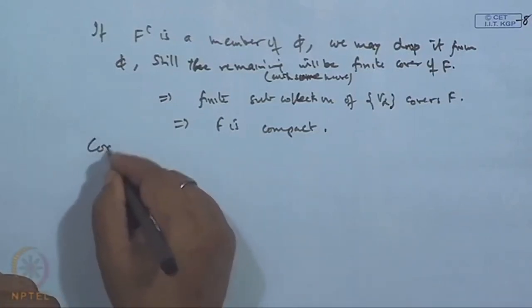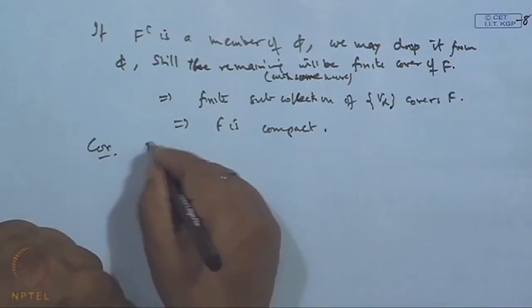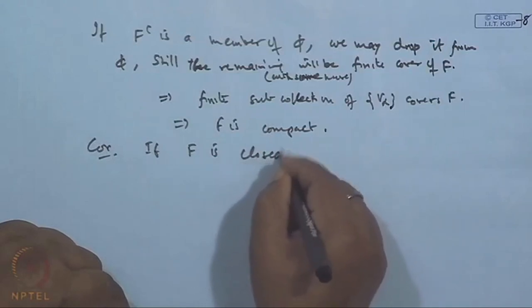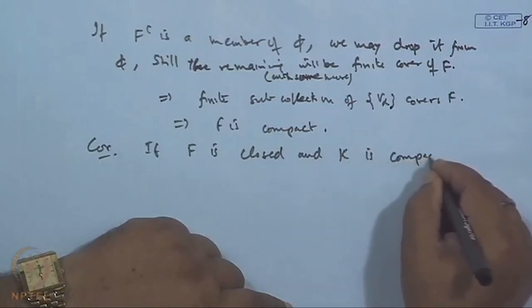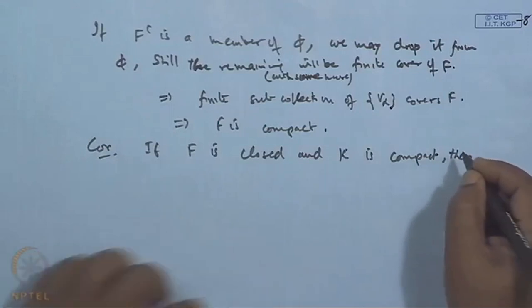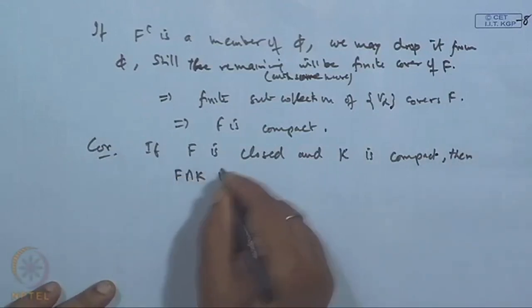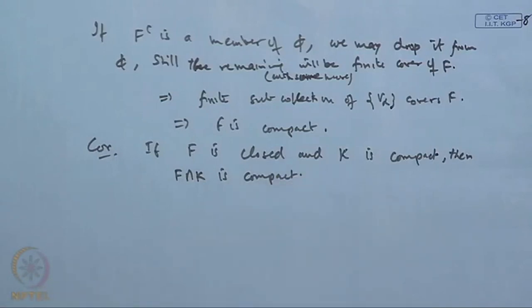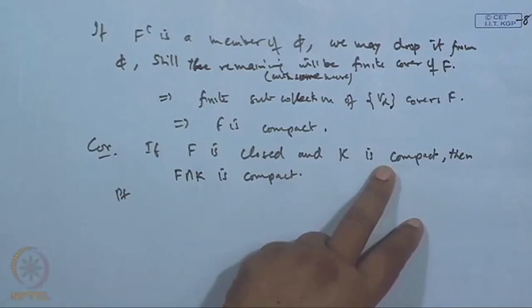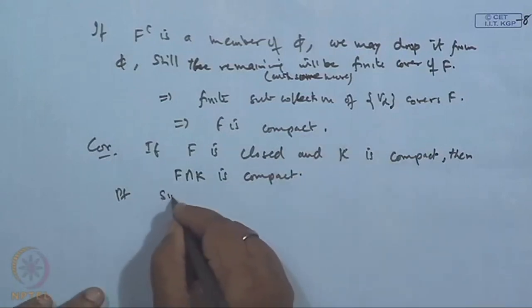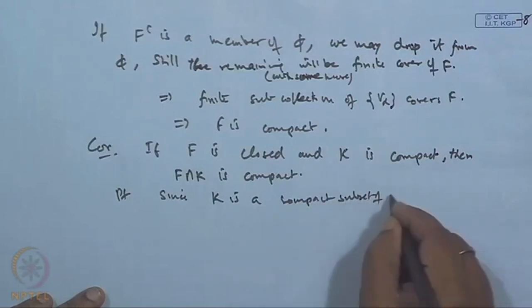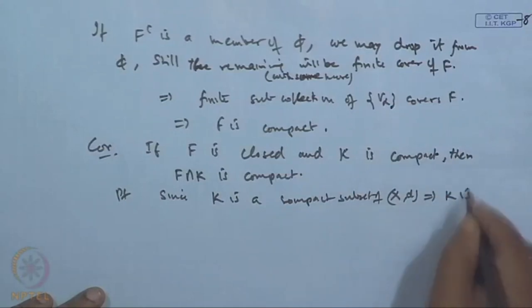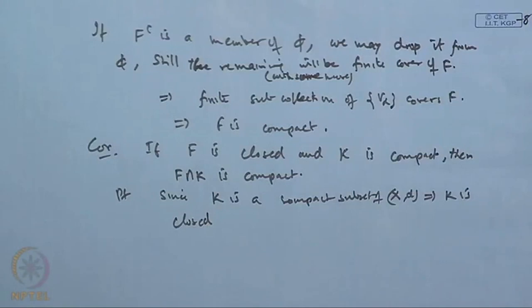Now, as a corollary to this, if F is closed and K is compact, then F intersection K is compact. The proof is very easy. F is closed. K is a compact subset of X. Every compact subset of a metric space is closed. So since K is a compact subset of, say, a metric space (X, d), it implies that K is closed.